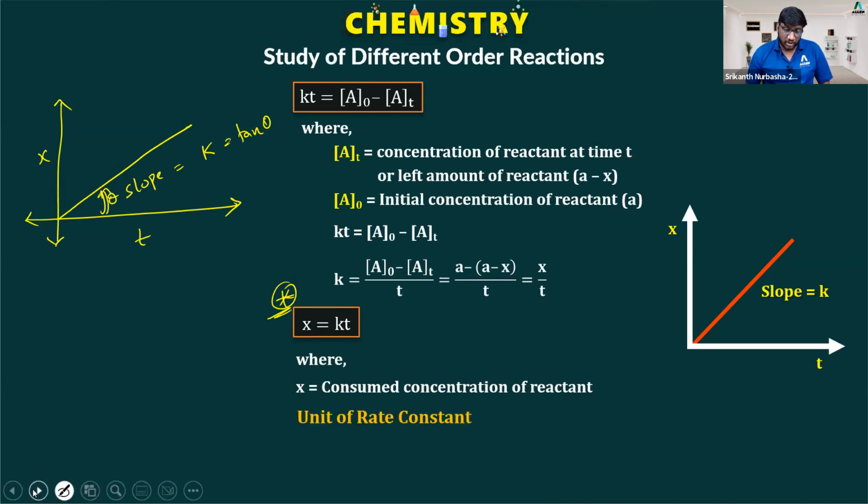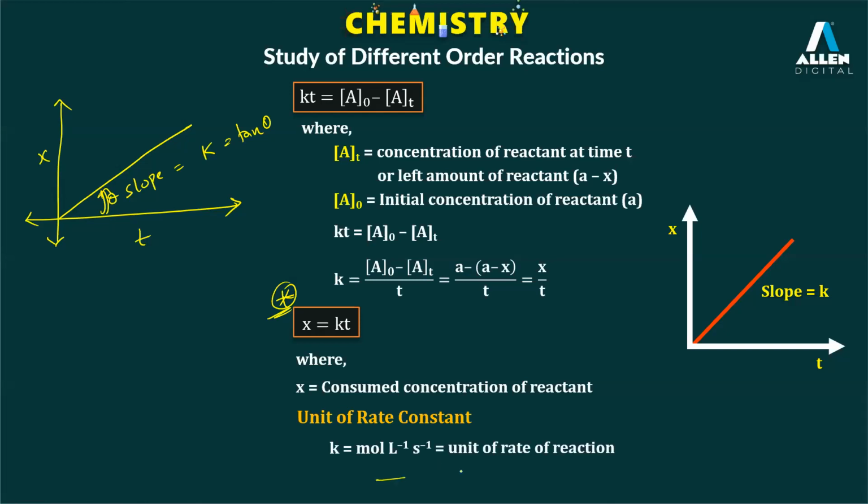What is the unit of rate constant for a zero order reaction? Mole per liter per second: mole liter inverse, second inverse. Yes, mole liter inverse second inverse, or time inverse you can write.